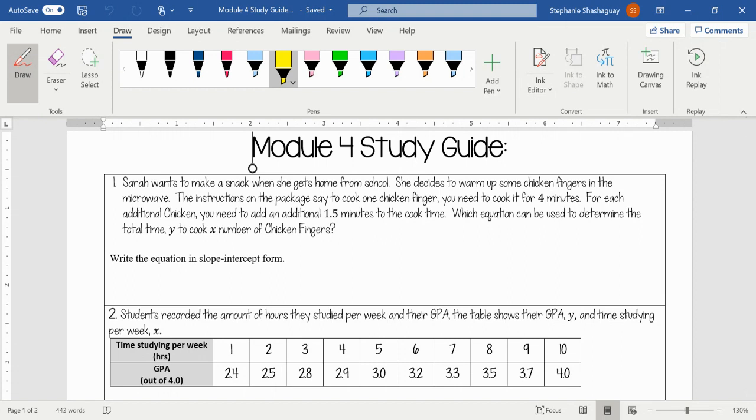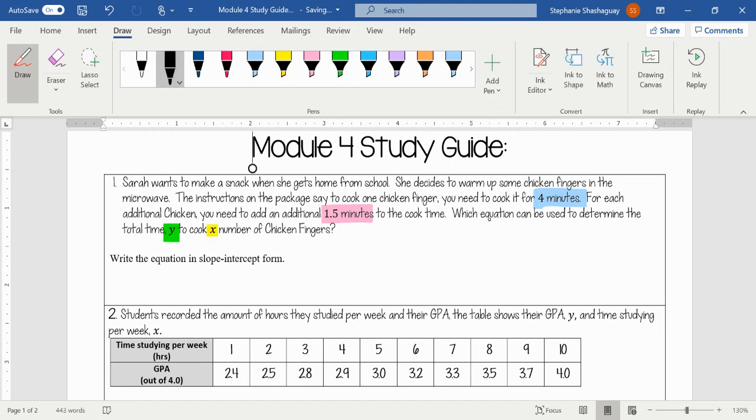Sarah wants to make a snack when she gets home from school. She decides to warm up some chicken fingers in the microwave. The instructions on the package say to cook one chicken finger you need to cook it for 4 minutes. For each additional chicken, you need to add an additional 1.5 minutes to cook time. Write an equation that can be used to determine the total time y to cook the x number of chicken fingers.